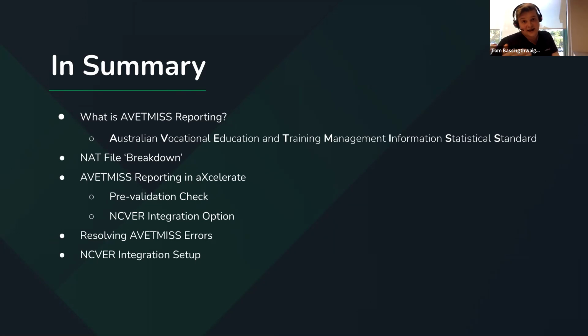We've looked at what each NAT file is and what's contained in each NAT file. I've shown you the process of running an AVETMISS report from aXcelerate and what specific fields mean along the way. We've also discussed and I've demonstrated the NCEVA integration within the system settings, but unfortunately couldn't demonstrate the actual process of submitting to NCEVA. But rest assured, it is a very self-driven, self-explanatory process. And we've also briefly looked at how we can validate or remove some AVETMISS errors through the use of aXcelerate.